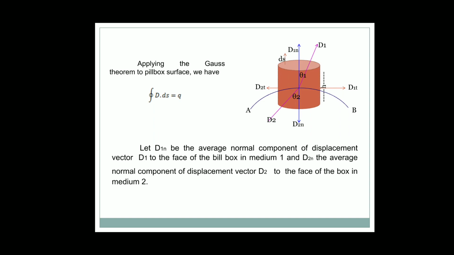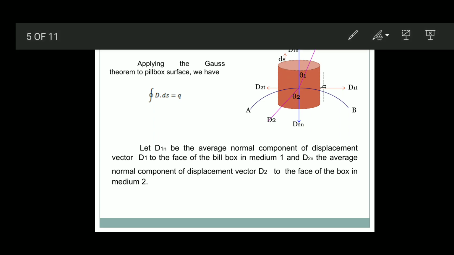So where D1n is the average normal component of displacement vector D1, this is the normal component, and this is the tangential component, because it makes an angle theta 1. We know D1n is equal to D1 cos theta 1 and D1t is equal to D1 sin theta 1. These are the normal and tangential components of vector D1 in medium 1.